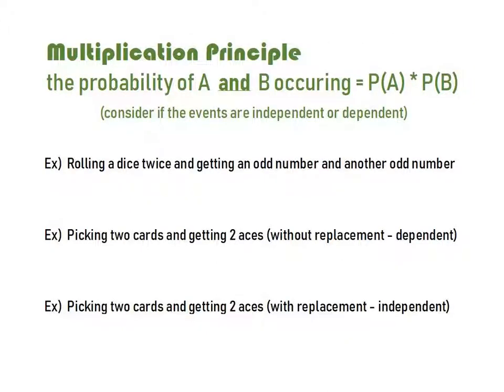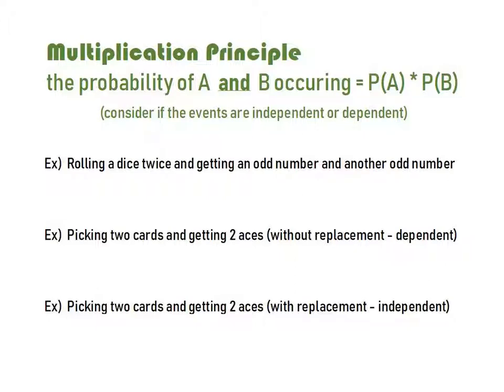The multiplication principle is one of those basic rules that maybe you've heard of, or maybe it's new. It can be pretty simple. It can also get more complex. It's the principle that states that the probability of A and B occurring, if I want something and something else to happen, is found by multiplying those two probabilities together. The one thing you have to watch out for when it gets tricky is whether those two things happening are independent or dependent. Let's look at a few examples.